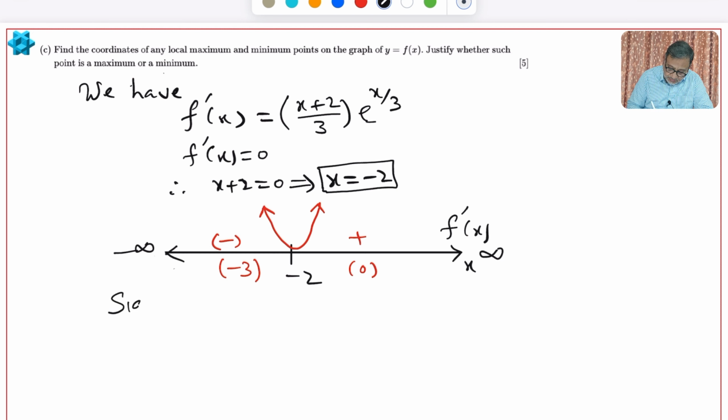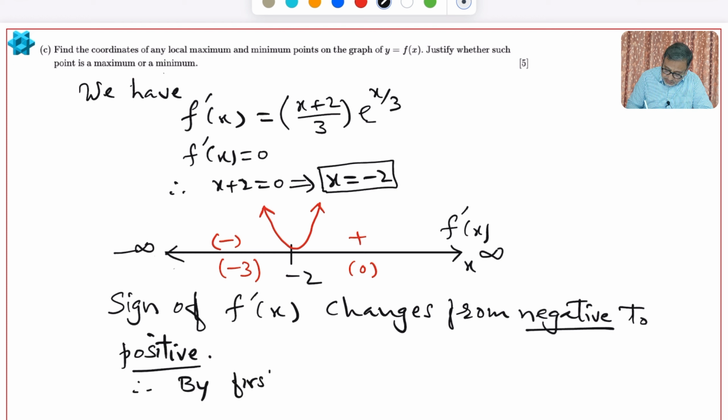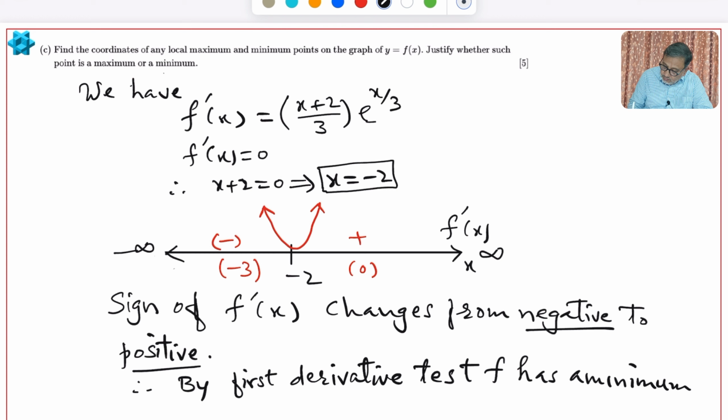So the sign of f dash of x changes from negative to positive, therefore by the first derivative test f has a minimum at x is equal to minus 2, right? It has a minimum. Okay.